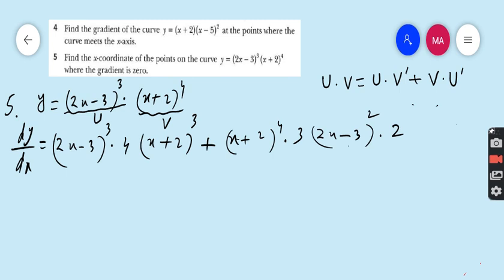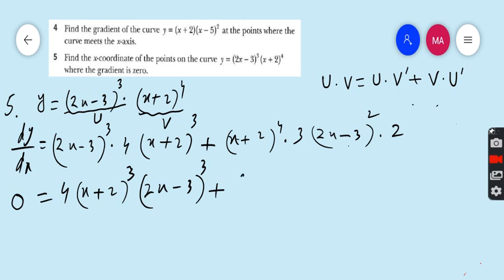Now the question is, find the x coordinate of the point on the curve where the gradient is 0. So replace this gradient by 0. Now what is our answer of the derivative? 4 (x plus 2) whole cube (2x minus 3) whole cube plus 3 2s are 6 (x plus 2) 4 (2x minus 3) square.